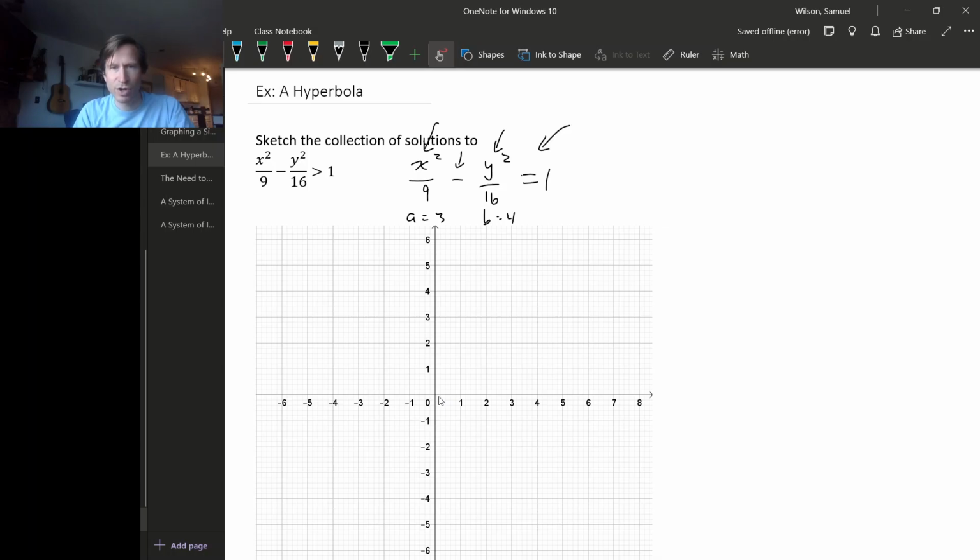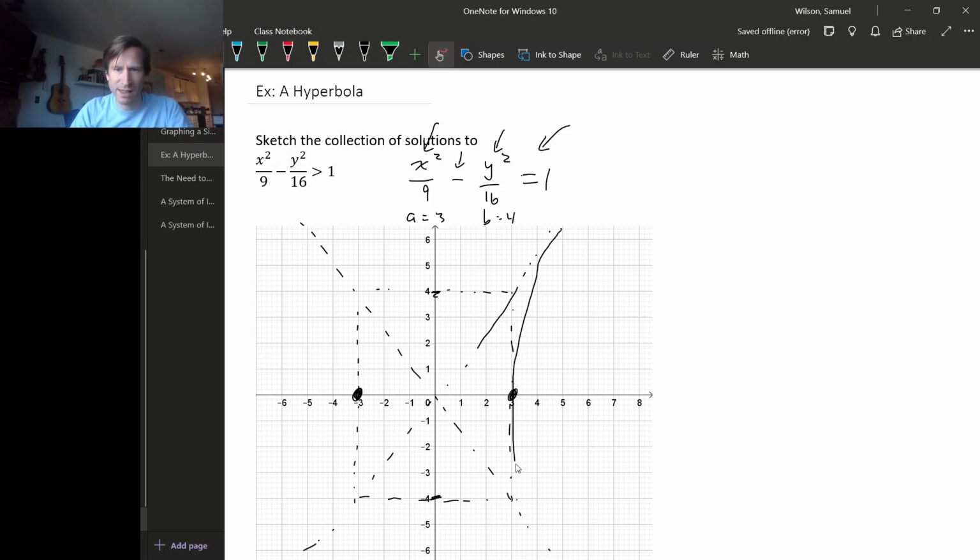So we can go left and right 3, up and down 4, and this gives us this sort of guide box. So these dotted lines are just the guide box for our hyperbola. This has nothing to do with the inequality. So our asymptotes for the hyperbola are going to look like this. Okay, so for the hyperbola itself, our vertices are on the transverse axis, which is the x-axis. So our hyperbola looks like this.